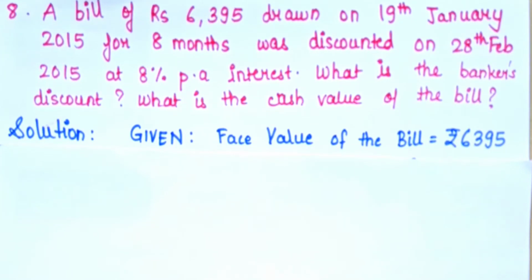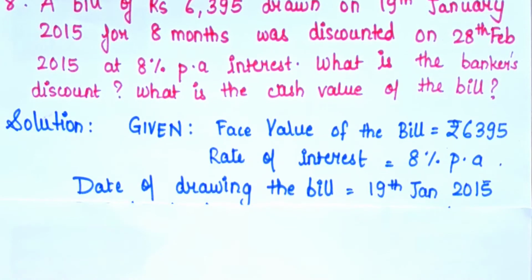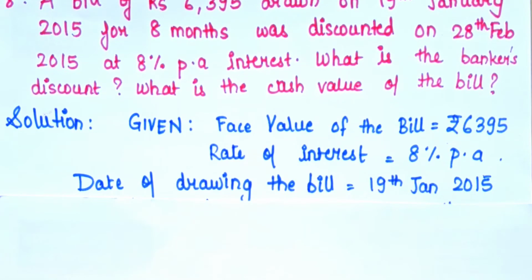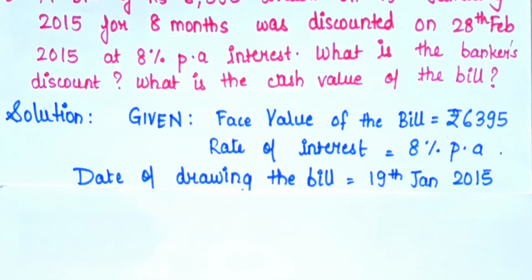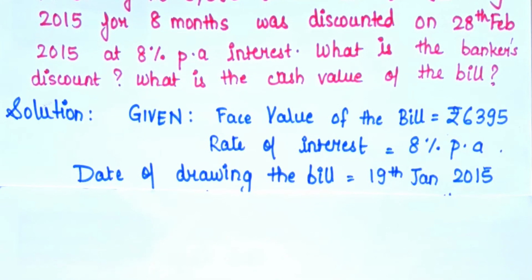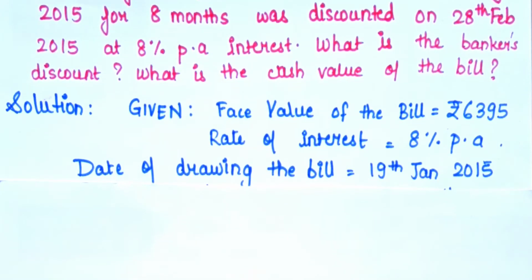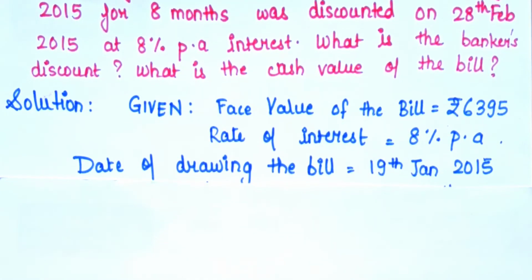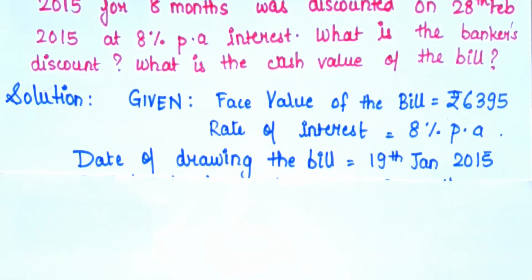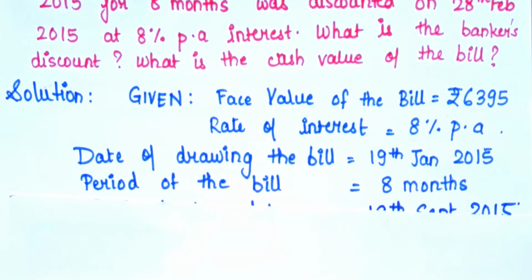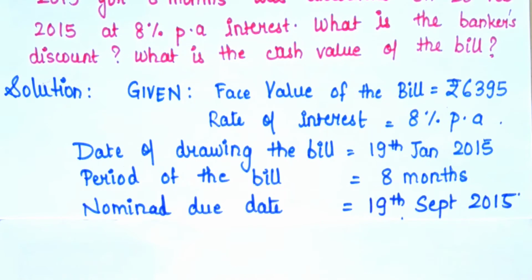Our first aim is to write down whatever is given to you. So, what do you know? Once you read the sum, you come to know about the face value. Write it down, rupees 6,395. You also know the rate of interest, 8% per annum. Date of drawing the bill is very important. It's 19 January 2015. Period of the bill is given to you as 8 months.